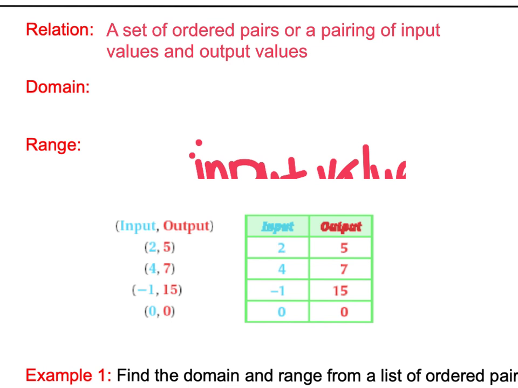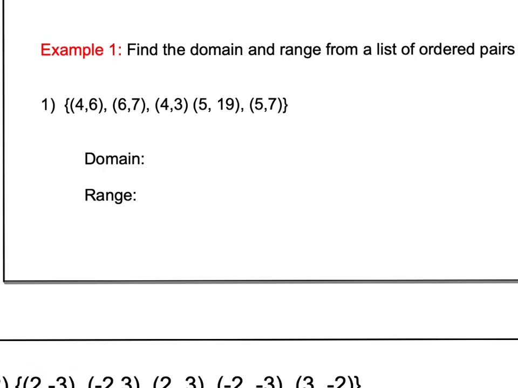So here in this chart you can see that your input and output values are written as coordinate pairs. So your input values or your domain are the blue ones, the first number in the coordinate pair, and your output values are the red ones. They can be written as coordinate pairs or they can be put into a table. This is simply a relation, a pairing of input values to output values.